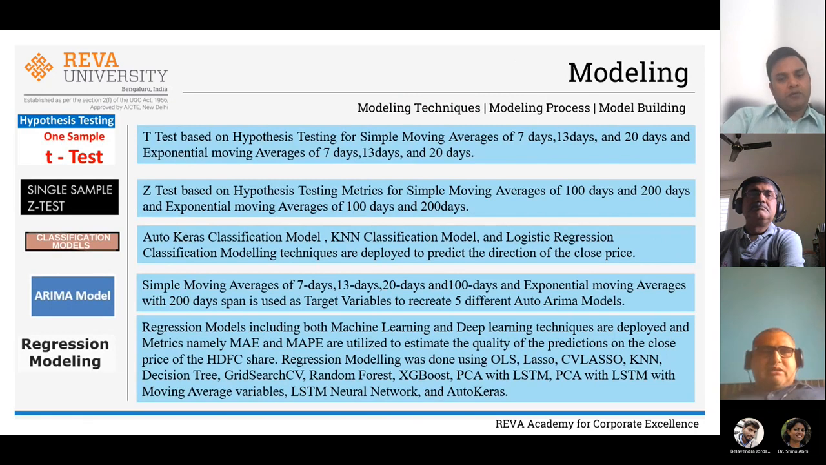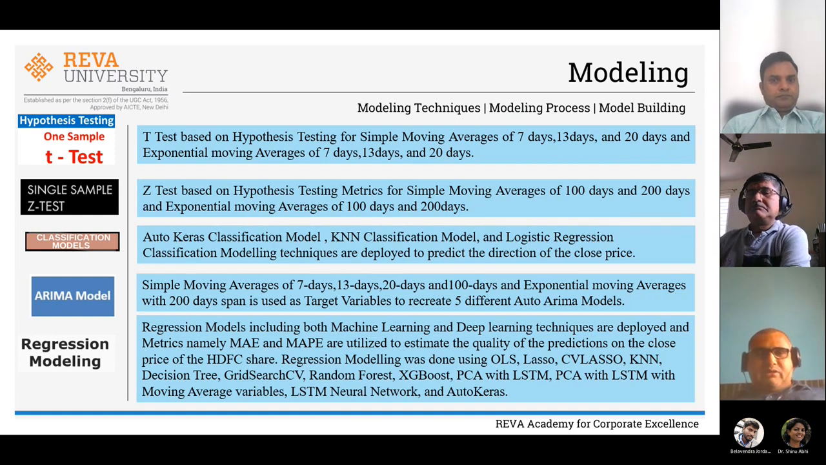Modeling testing. Initially we'll start with hypothesis testing, where we'll be doing a one sample t-test and a one sample z-test. Later we'll follow with the classification models, where we'll compare the classification model accuracy with the hypothesis testing accuracy. For classification modeling we have used some techniques: AutoKeras, K-NN classification, and logistic regression.